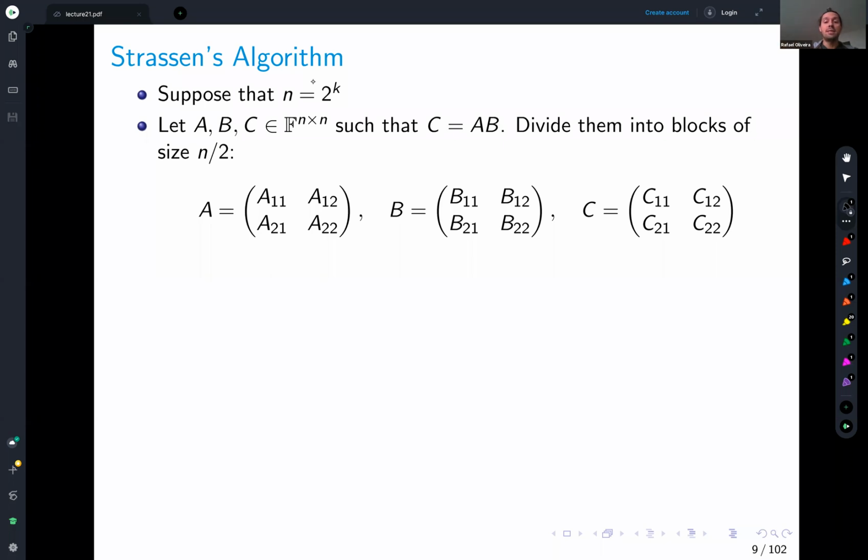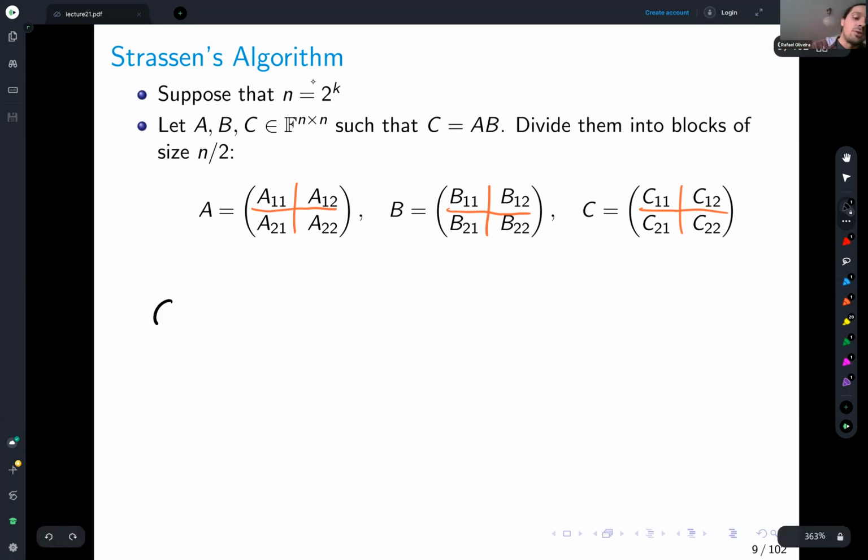Now, if we divide these matrices into blocks of size n over 2, the matrix A will become a block matrix. So here we have the blocks. We're just dividing the matrix A, the matrix B, and the matrix C into blocks of size n over 2. And if you did the naive algorithm here, you can see that we're still going to use 8 multiplications.